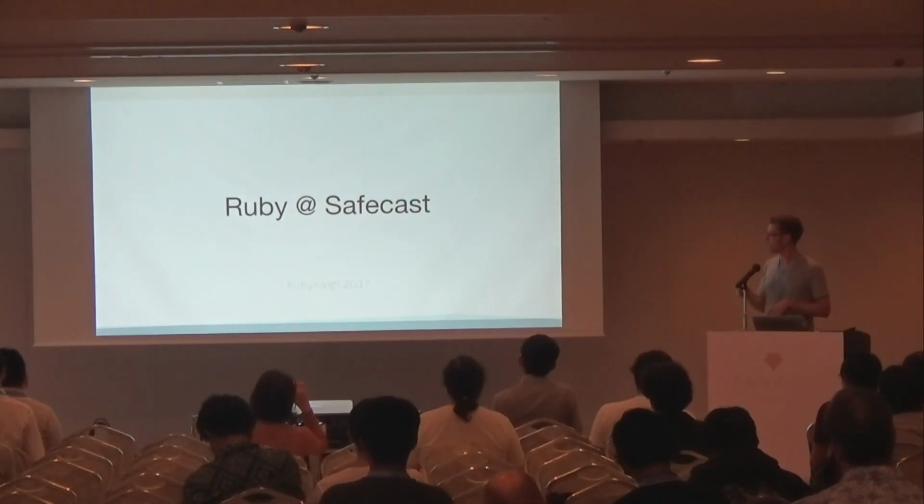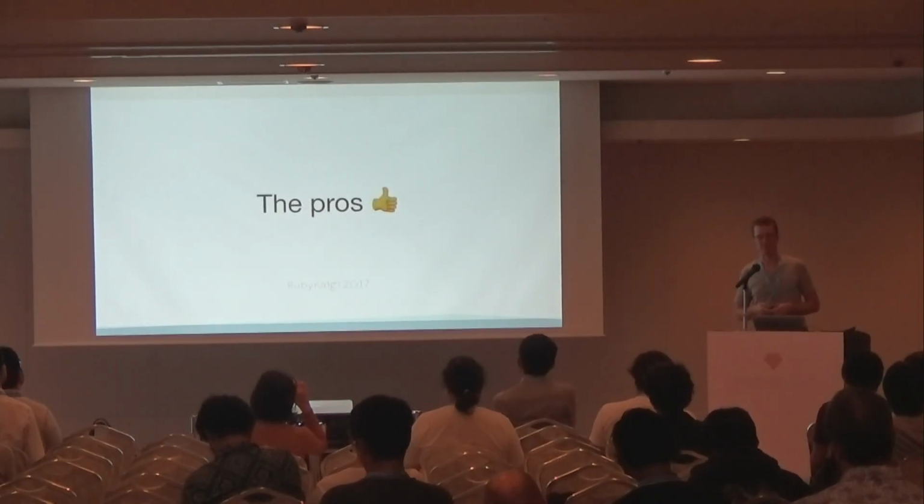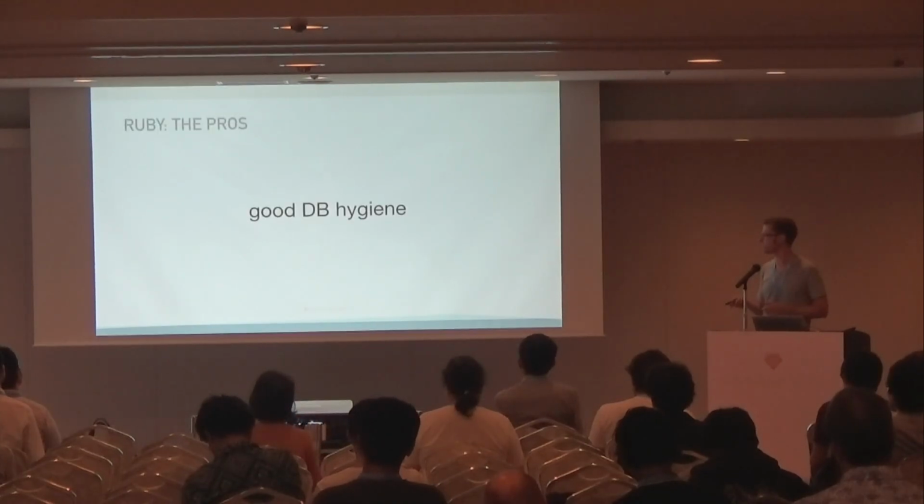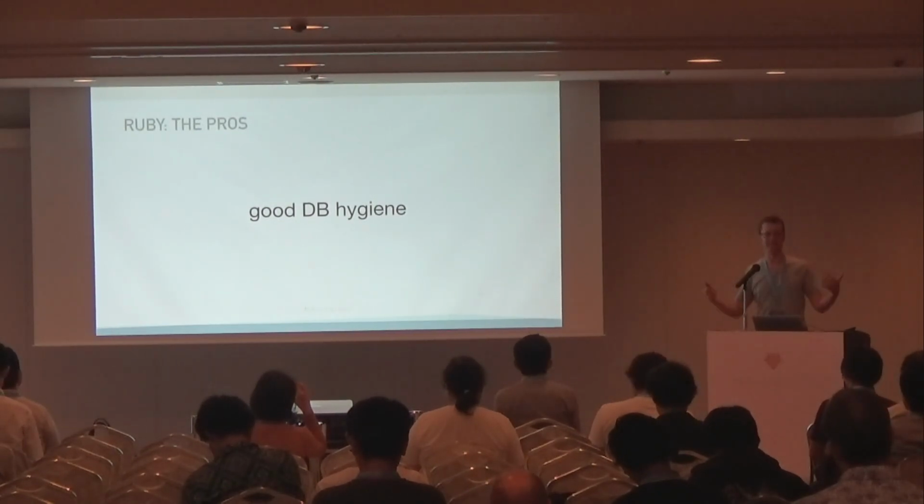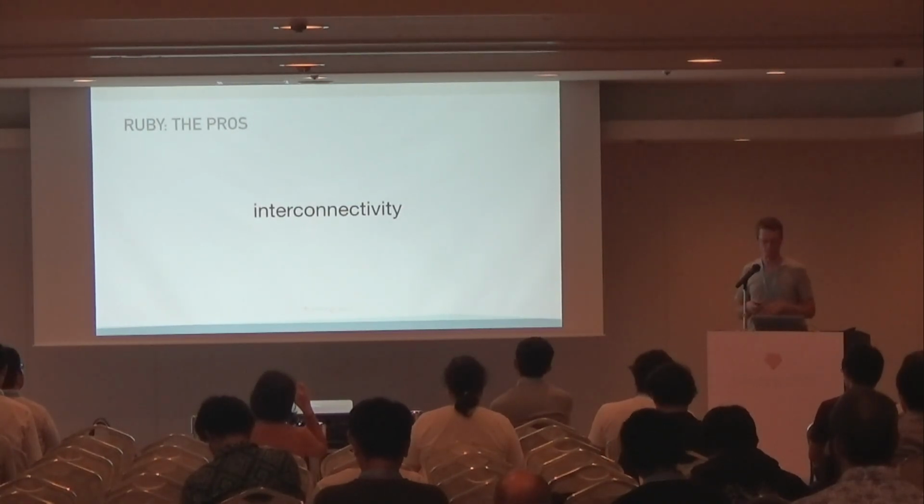So why is Ruby right at the core of Safecast? A couple of pros. Good database hygiene, I think, is a big part of it. People like to knock Active Record, but I think it set a good tone for clean database operations. And so when we developed API, when we developed ingest, using Active Record and using Active Record migrations was a perfect fit to make sure that our database was clean.